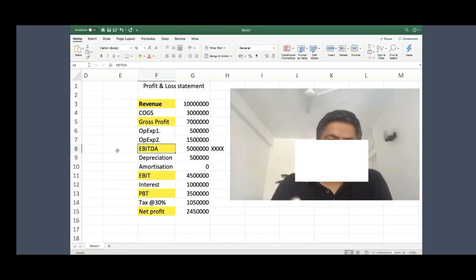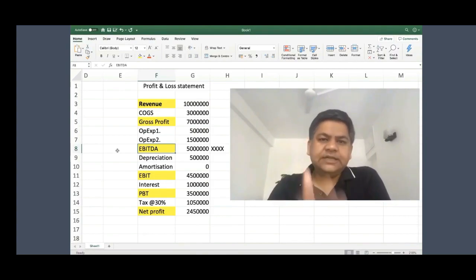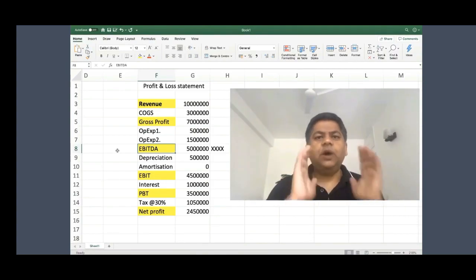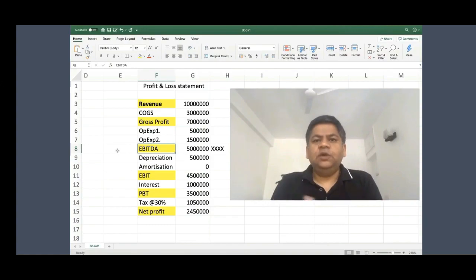So in this case, EBITDA here is 5 lakh rupees. I know it will not make much sense at this point of time, but you have to remember it. That's how learning happens. A few concepts we have to remember. So you just remember it in this class.